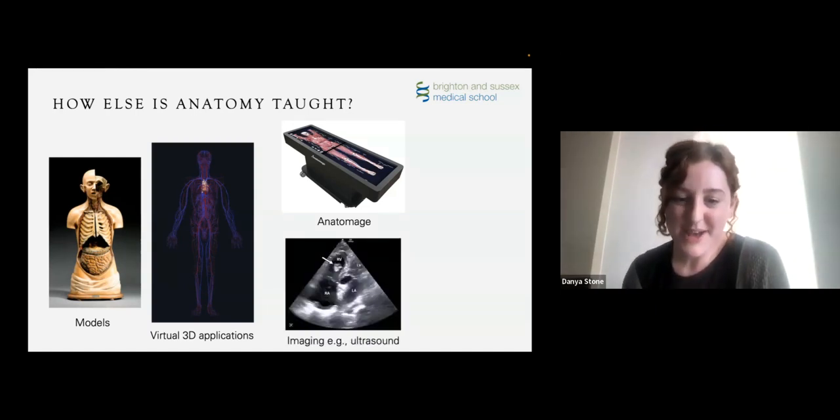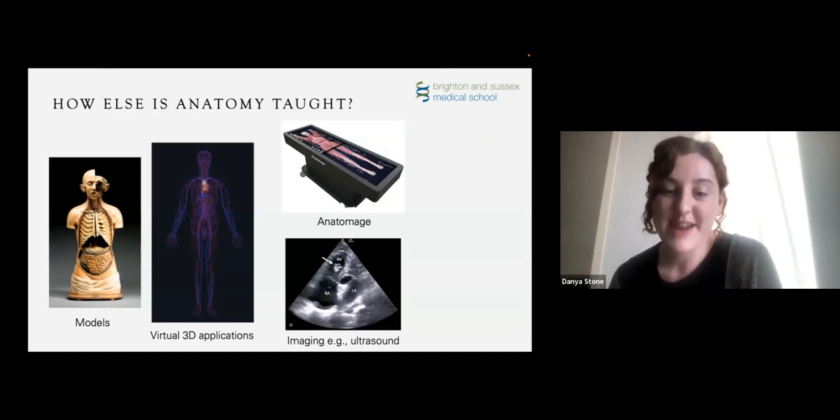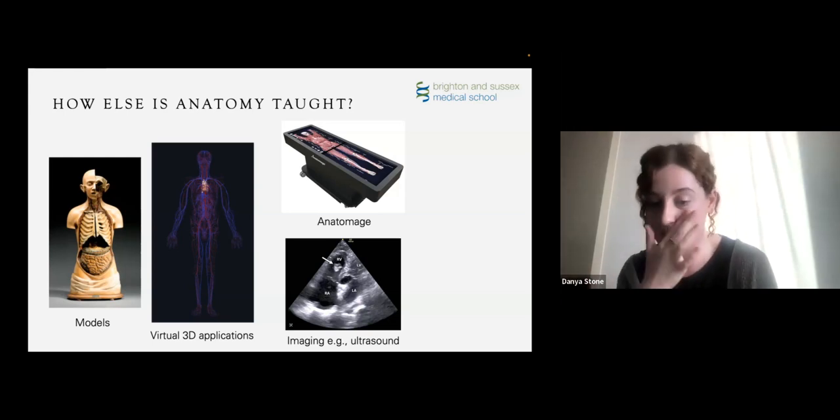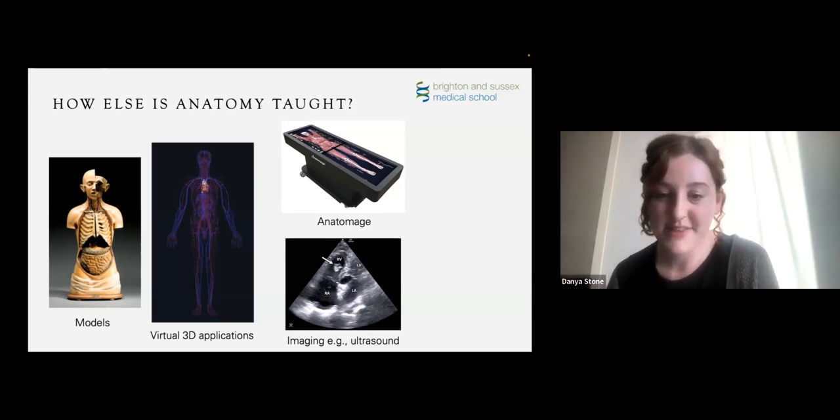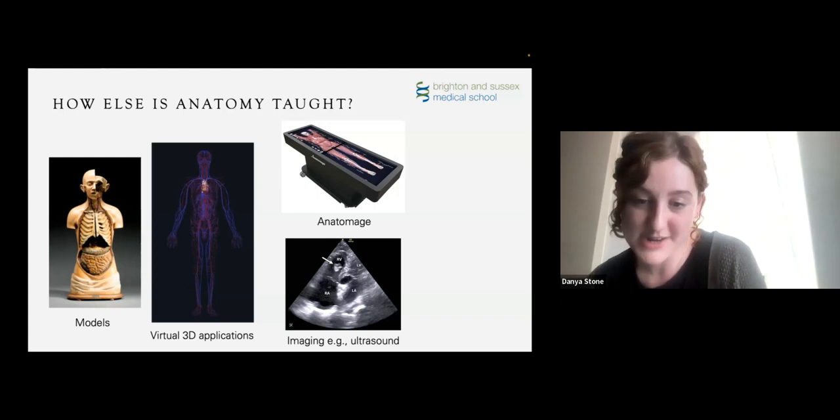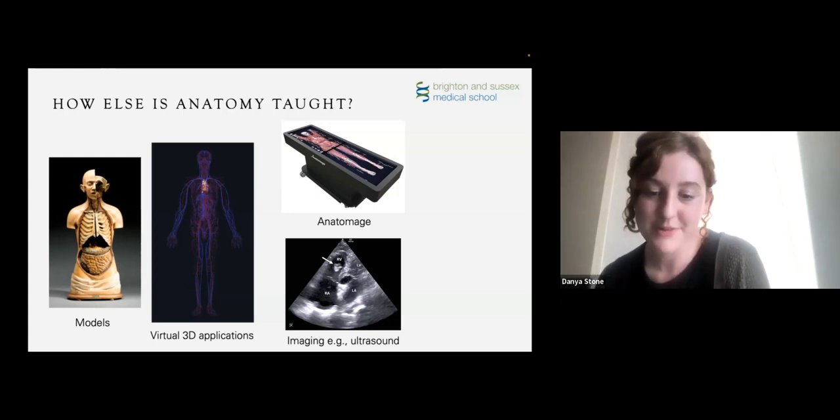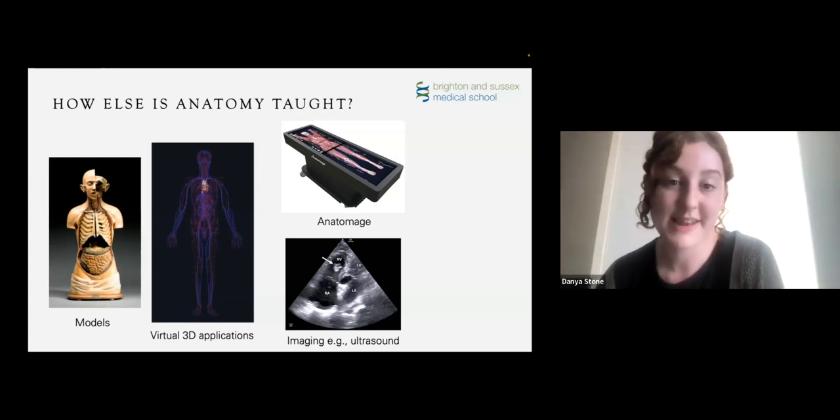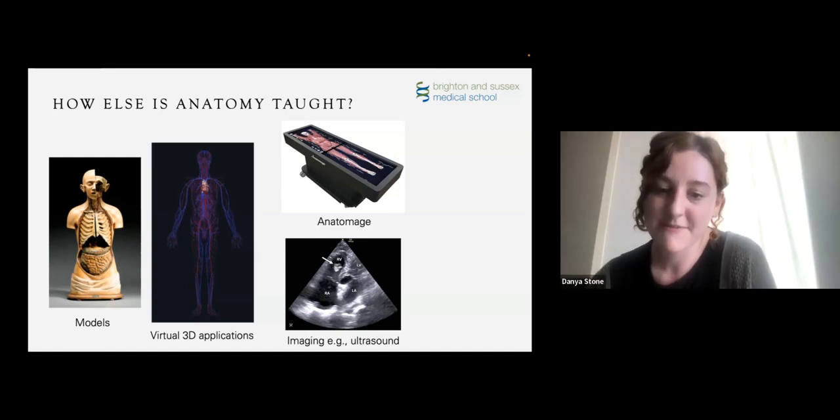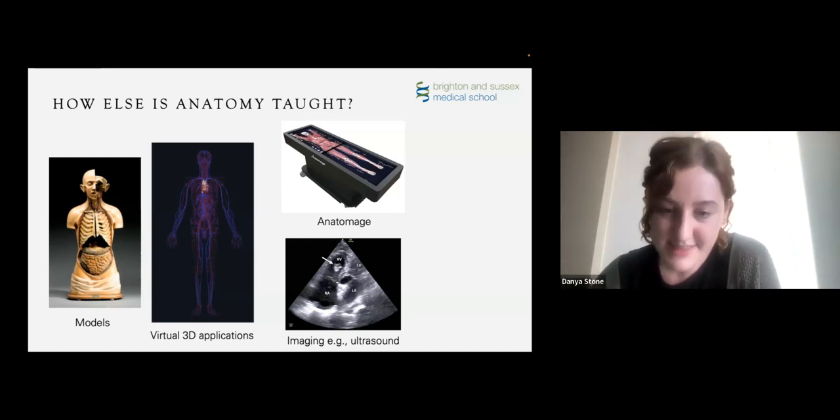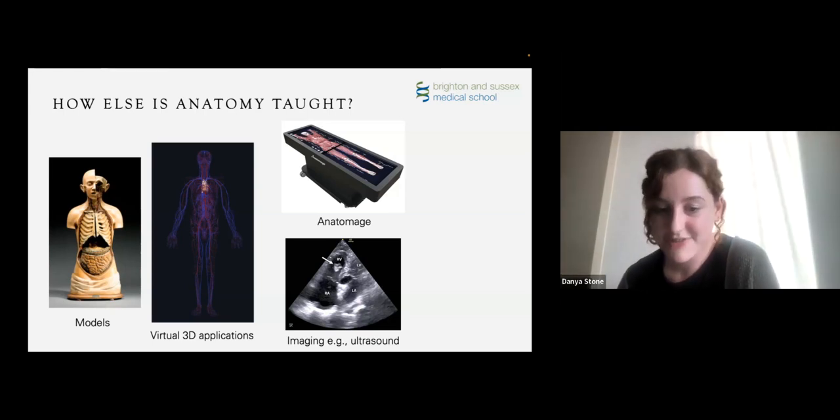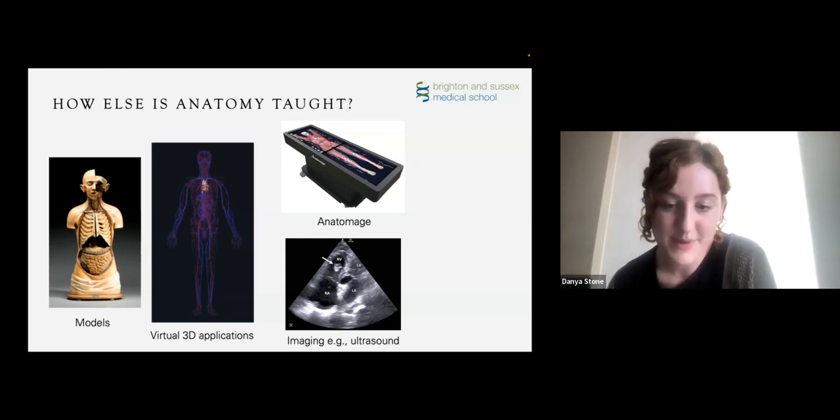To learn anatomy as well, we do a lot of imaging, so a lot of radiology, maybe MRI, X-ray, CT, but also ultrasound. So this is something that we use a lot at Brighton and Sussex Medical School. You'll learn anatomy through ultrasound in every single module during first and second year. So the image here I've got up is of the heart. You can see the right atrium, RA, and left atrium, and then the ventricles at the top of that image as well.